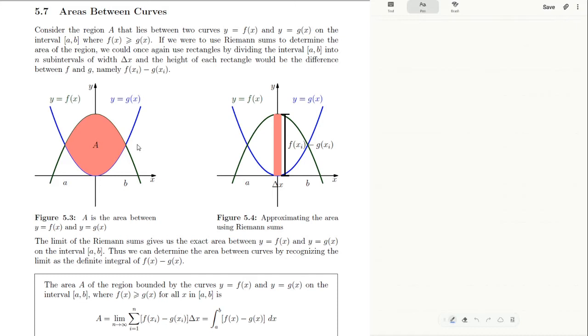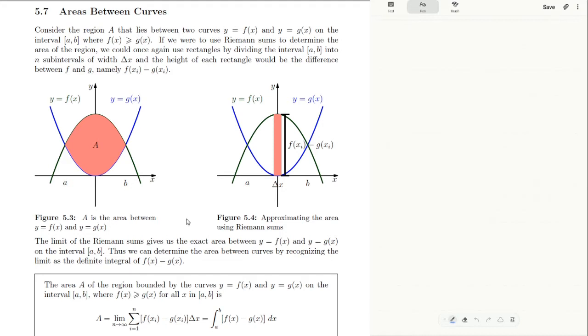Well, one approach is to approximate the area by using Riemann sums. So we subdivide the interval from a to b into equal subintervals that have a width of delta x. Then the heights of each of these rectangles is given by the difference between the two function values. So it's the difference f of x_i minus g of x_i. We can then find the exact area by taking the limit of the Riemann sums, so letting n go to infinity, where n is the number of subintervals or the number of rectangles.